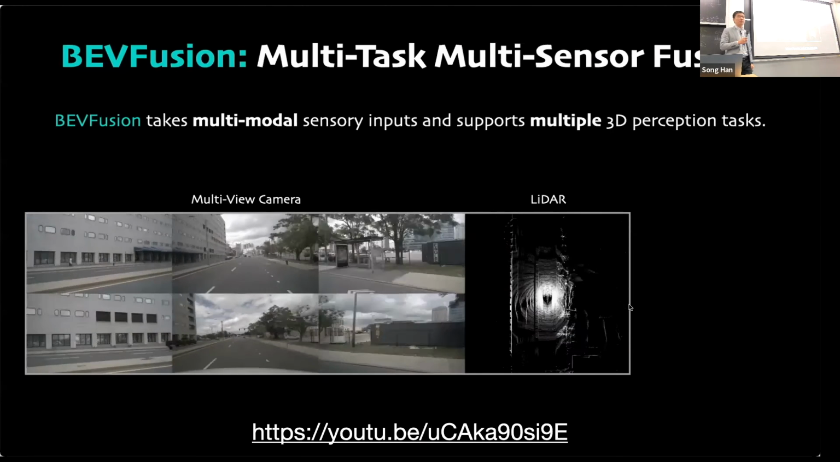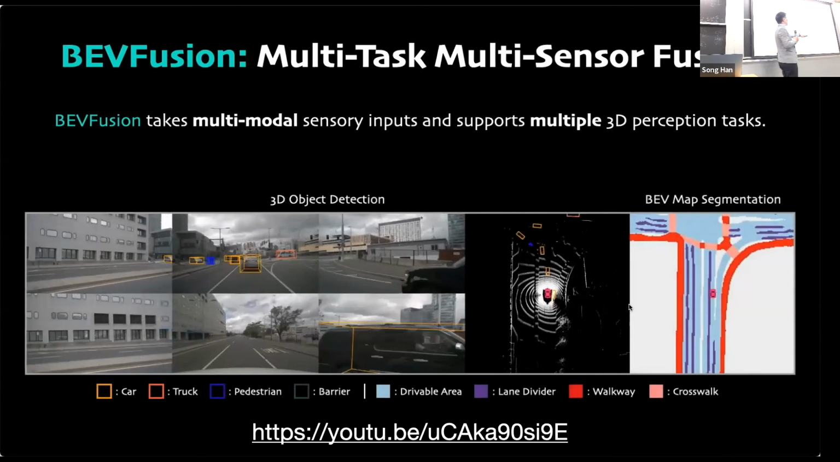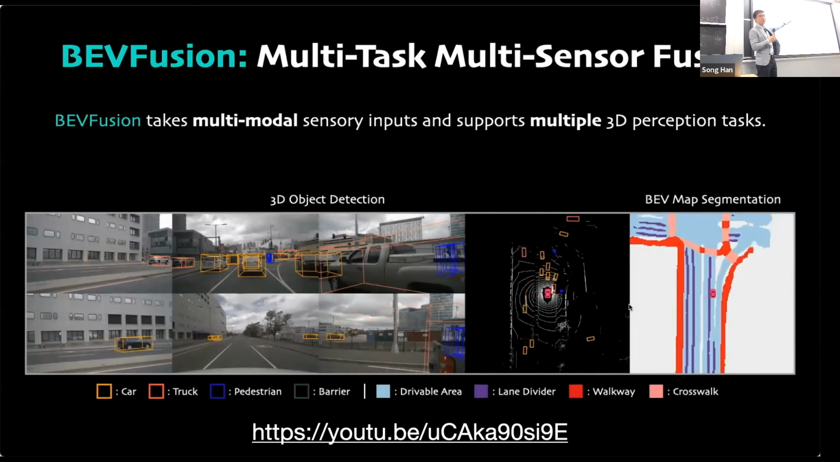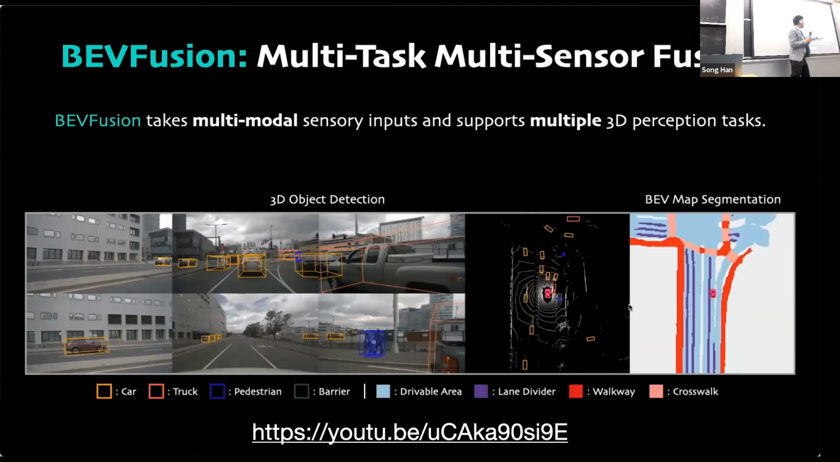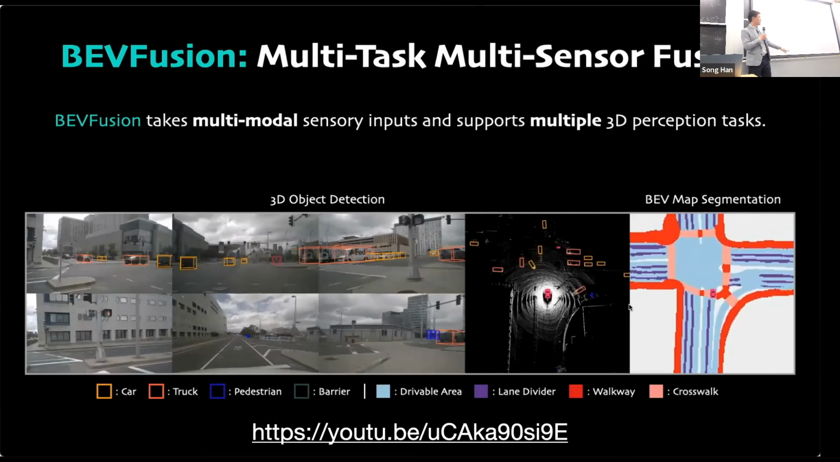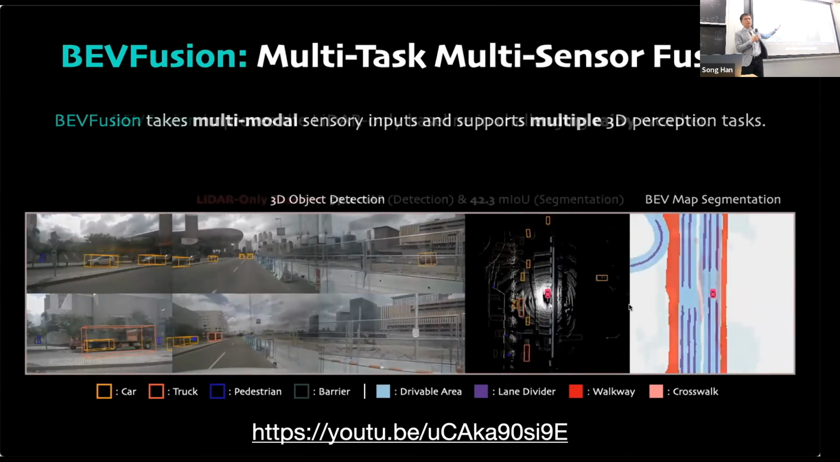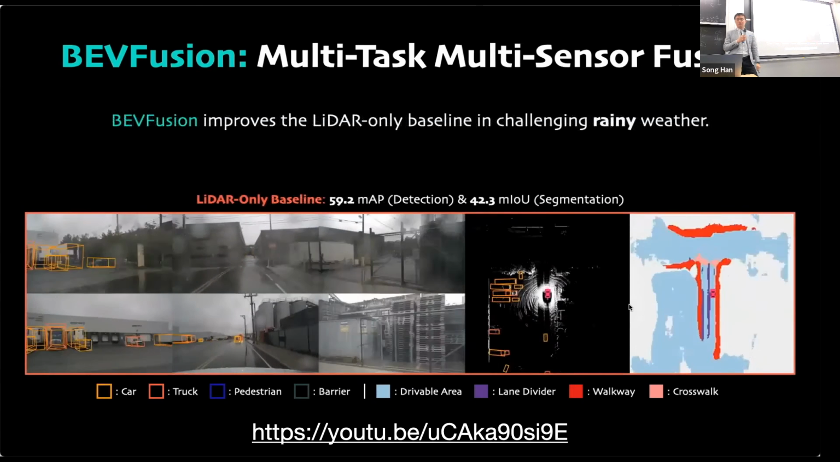So this is a demo for BEV fusion for multi-view cameras and also a LiDAR. We want to perform 3D object detection and also BEV map segmentation for the drivable regions, the pedestrians, the walkways, etc. Okay, and here we can accurately detect the cars, the vehicles, from 3 cameras in the front and 3 cameras in the back, and we can fuse them together.